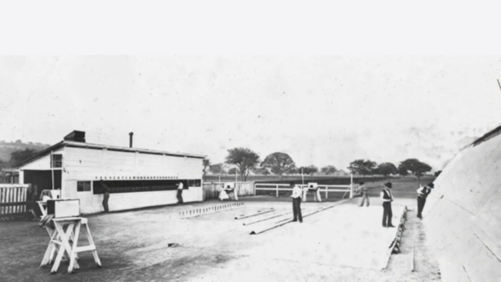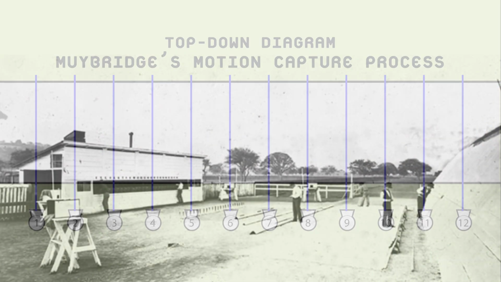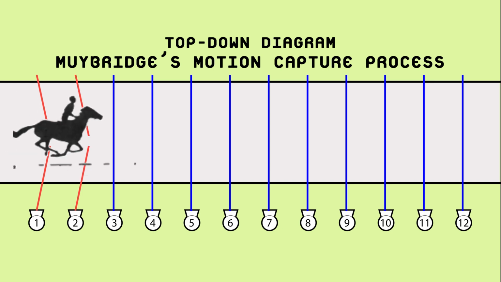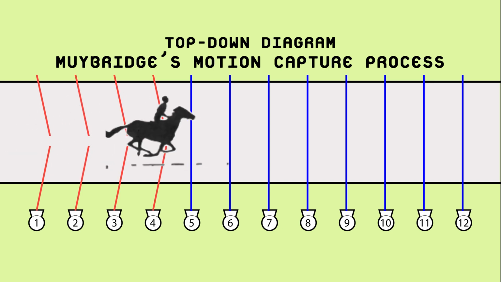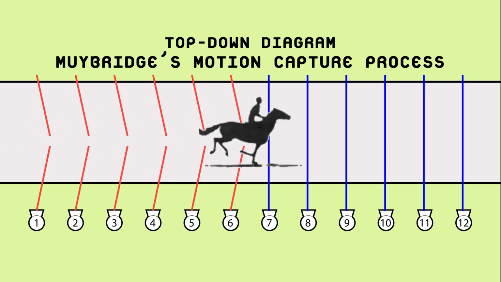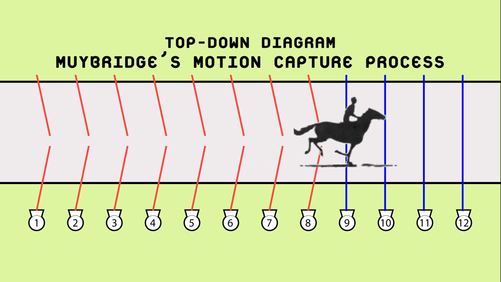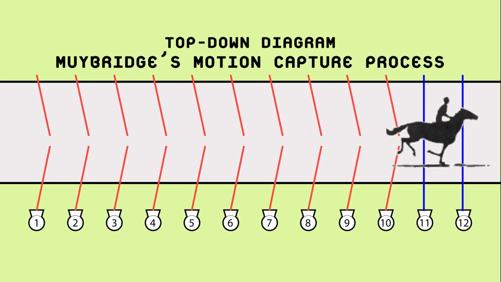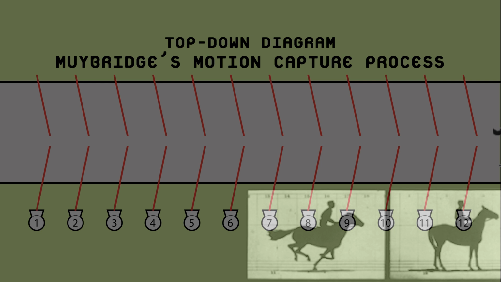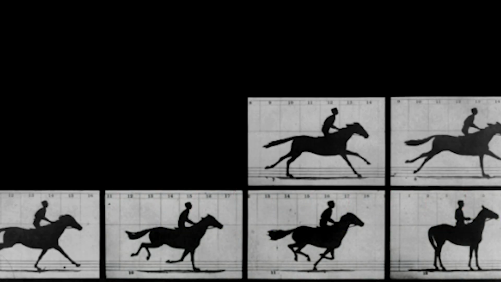Eadweard Muybridge. He was quite the eccentric personality. His claim to fame was a photographic method where he set up a row of cameras along a track, each one connected to a tripwire. As a horse ran past, it would break the tripwires one by one, triggering each camera in rapid succession. This produced a series of photographs, a time study of how the horse moved.